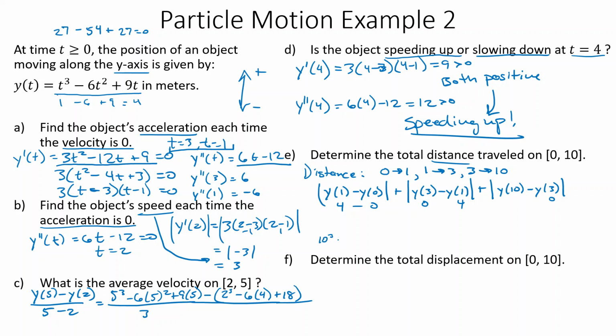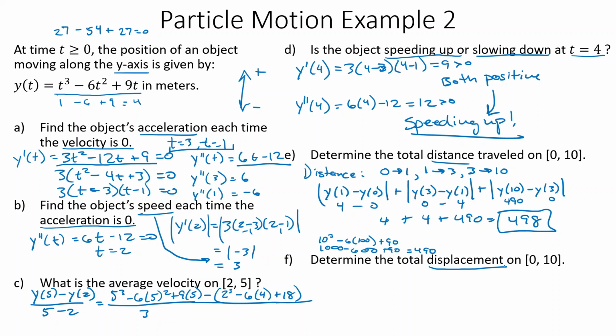So we get 10 to the third minus 6 times 10 squared, so it's 100, plus 9 times 10 is 90. So we get 1,000 minus 600, plus 90, so that's going to be 490. So most of it's coming from this end section here, 490. So we get 4, absolute value of that is 4, absolute value of that is 4, absolute value of that is 490. So we get 498 as our total distance traveled.